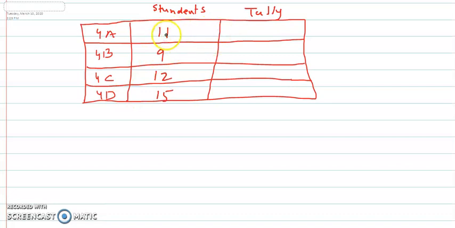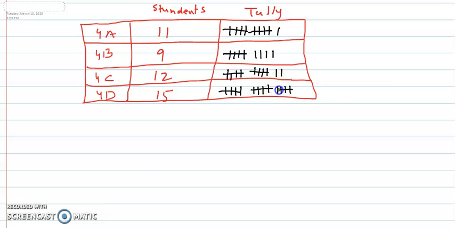For number 11, the tally will be like this: 1, 2, 3, 4, 5, 6, 7, 8, 9, 10, and 11. The tally for 9 will be 1 through 9. The tally for number 12 will be 1 through 12. And the tally for number 15 will be 1 through 15.